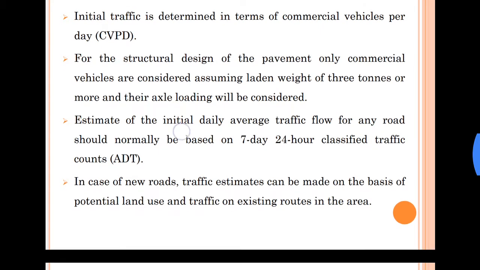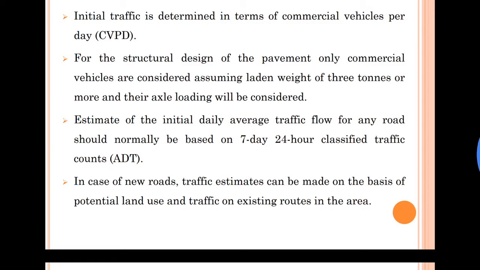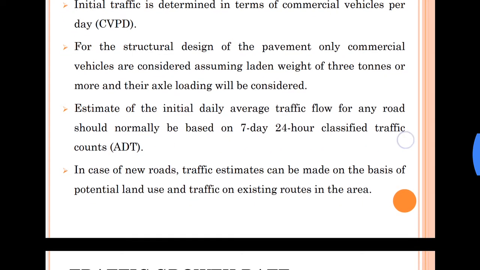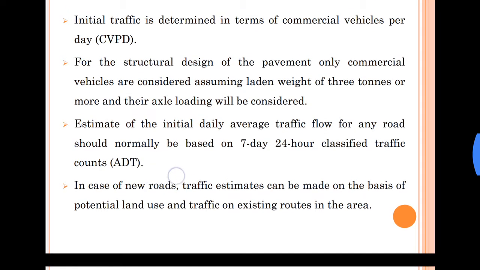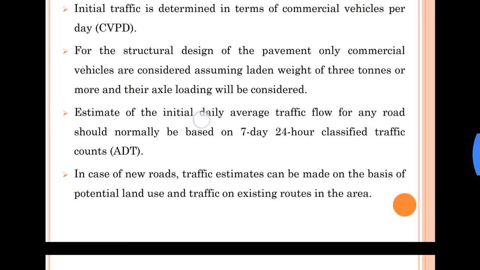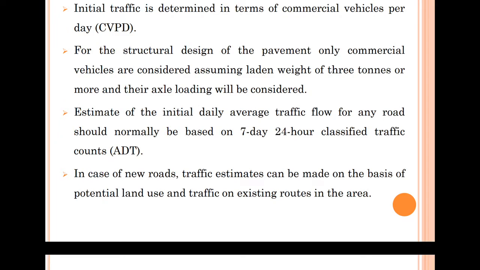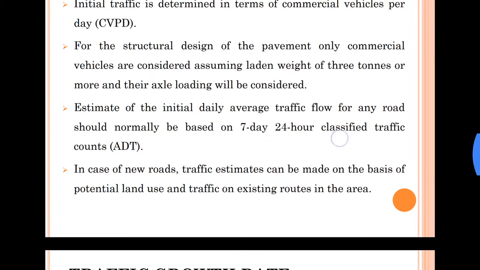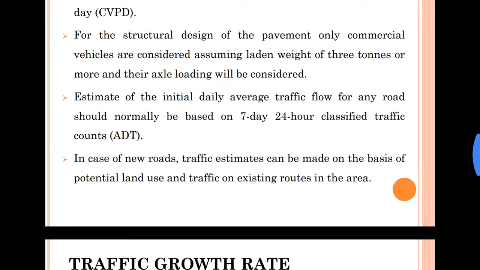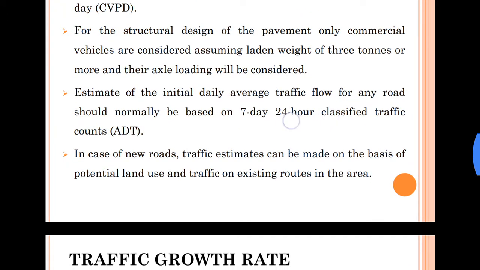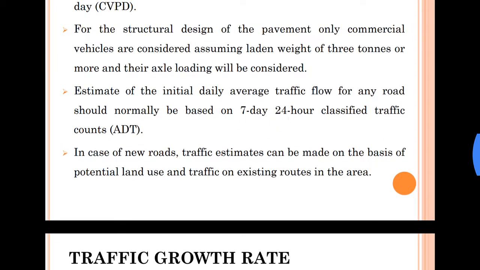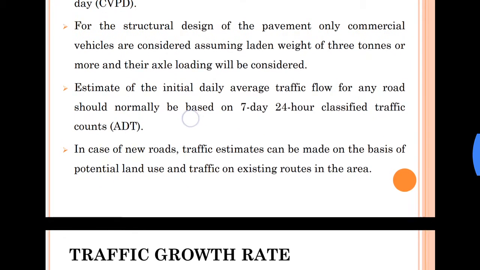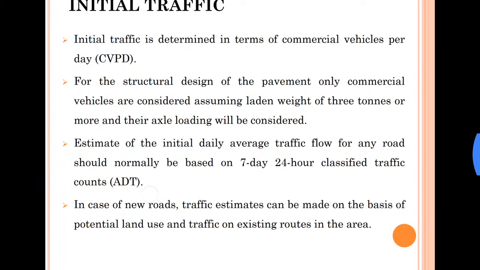The estimate of the initial daily traffic flow for any road should normally be based on 7-day 24-hour classified counts. Okay, so the traffic data that we get should be obtained after a survey, and that survey is conducted for 7 days and for 24 hours. So in each day 24-hour data is collected, and in total it is conducted for 7 days. That traffic data we need to obtain, and that is known as the ADT.